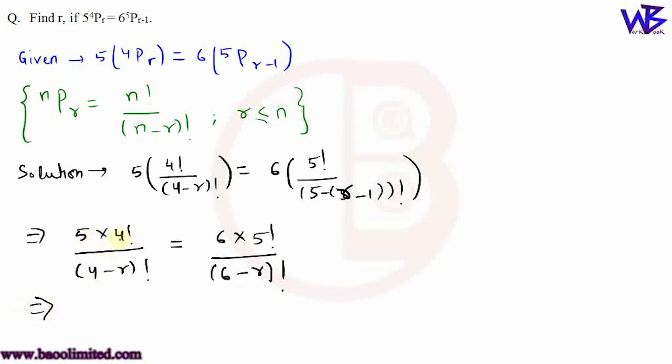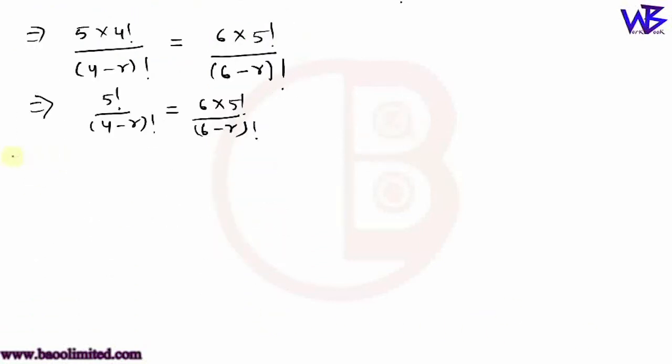Now 5 into 4 factorial is 5 factorial. So LHS becomes 5 factorial divided by (4 minus r) factorial, and RHS becomes 6 into 5 factorial divided by (6 minus r) factorial. So you can see there is a common term, 5 factorial. It is being multiplied on both sides of the equation, so these terms will get cancelled out.